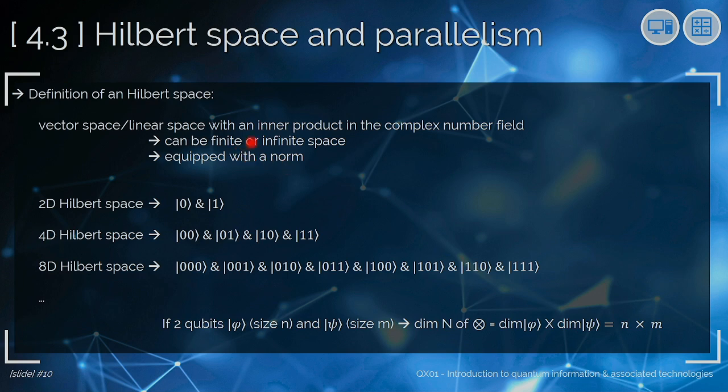We won't see that much. We will only look into finite spaces, so a finite number of qubits. It is also equipped with a norm, as we saw, when we can normalize all these vectors. And usually we do normalize this space into normalized vectors of norm 1. So just a summary: for a 2D Hilbert space, we have these 2 components, 4D, these 4, and 8D, these 8, and so on and so forth.